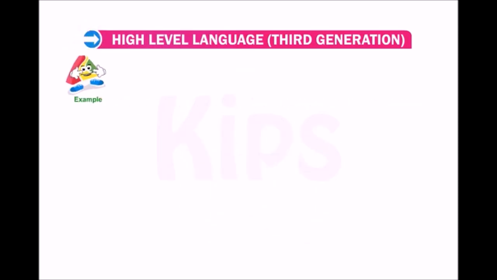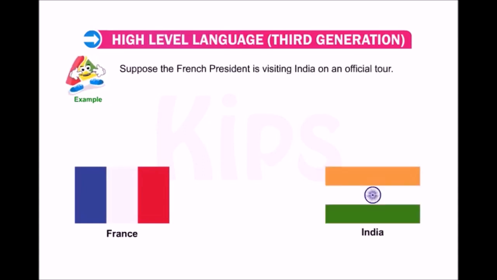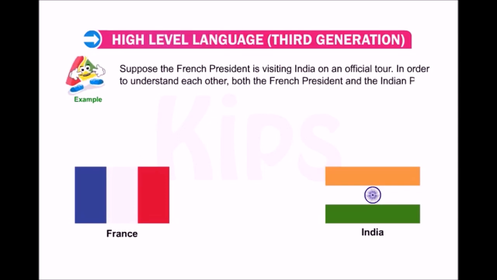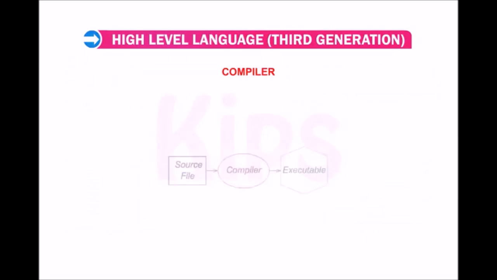Let us take an example. Suppose the French president is visiting India on an official tour. In order to understand each other, both French president and Indian prime minister require an interpreter who can interpret French language into English language and vice versa.